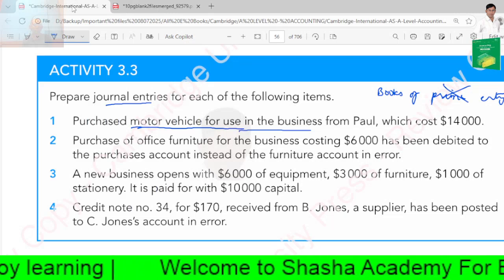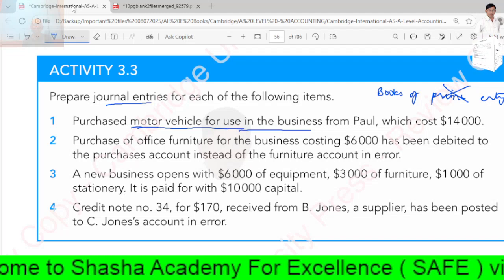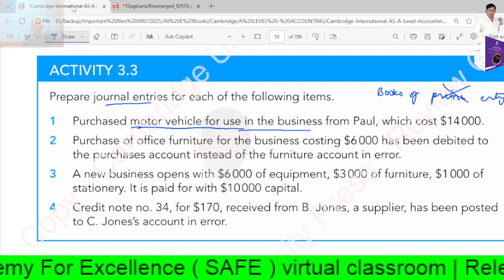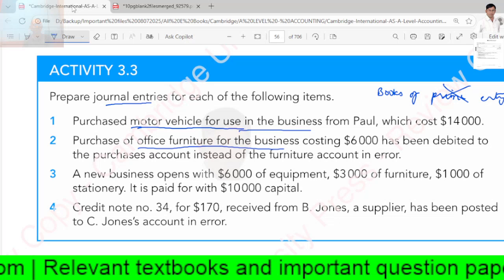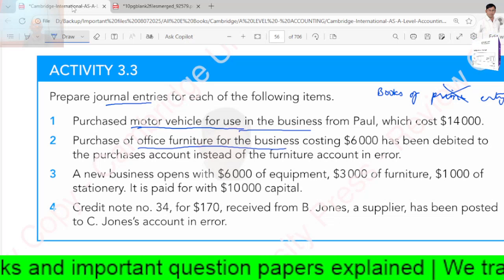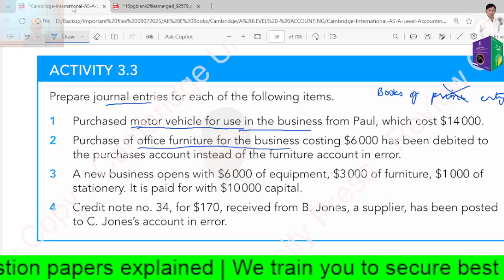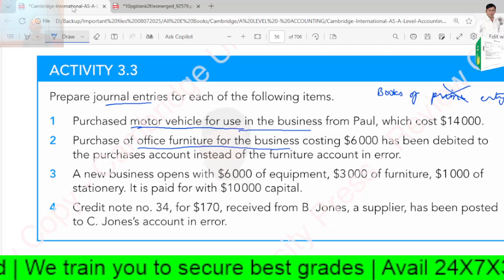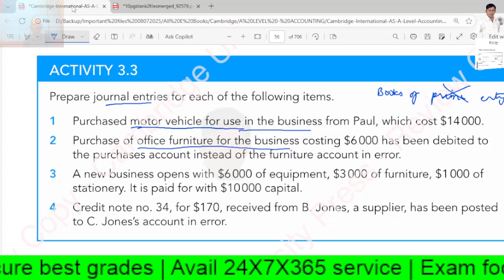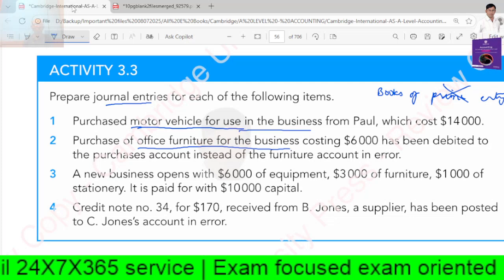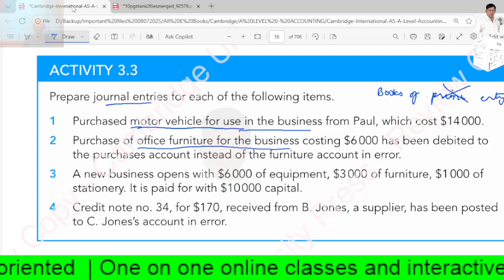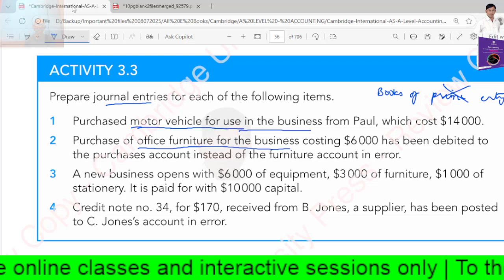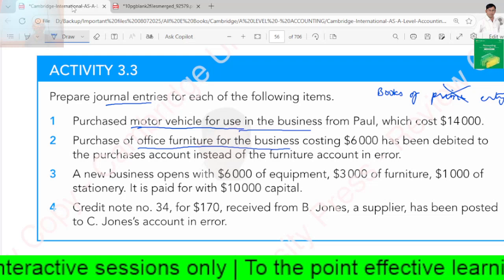Purchase of office furniture for the business costing. Office furniture for the business costing had been debited to purchases account. So office furniture you normally purchase to keep in the office, but it has been debited to purchases account.